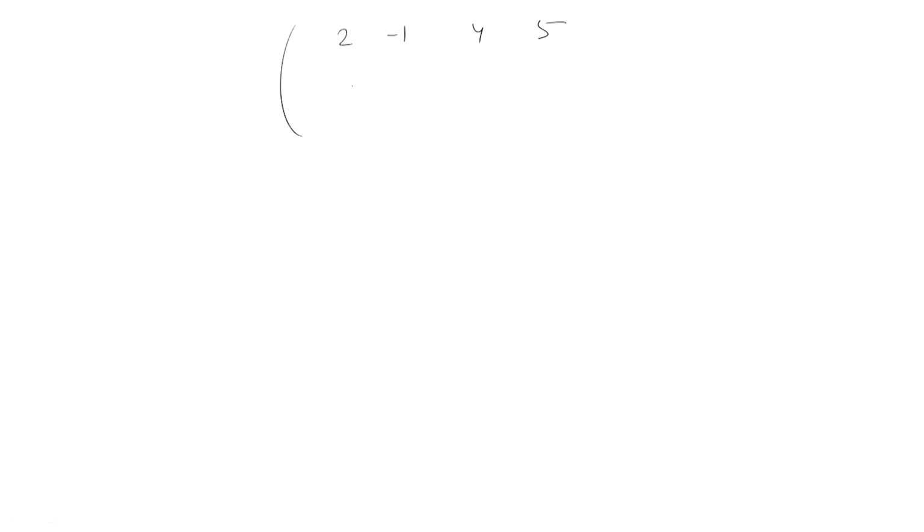Now, you have a second example. Suppose it is 2 minus 1 4 5, 4 2 2 1. So, it has 2 rows and 4 columns. Of course, by simply seeing the order of the matrix, I can say that if it is A, then the rank of this matrix is always less than or equal to 2. This I can say surely, because the rank of a matrix is always less than or equal to the minimum of m or n, because rank can never exceed m and can never exceed n.